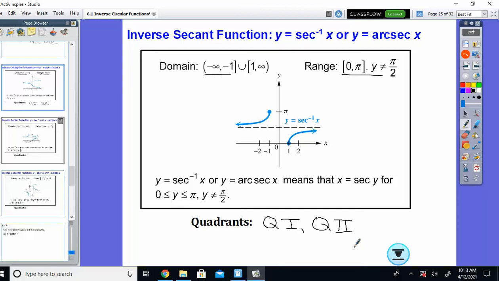Cosecant is the reciprocal of sine, so we will graph it the same way we do sine. So with sine inverse, we went quadrants 1 and 4. So we will do the same thing for cosecant.